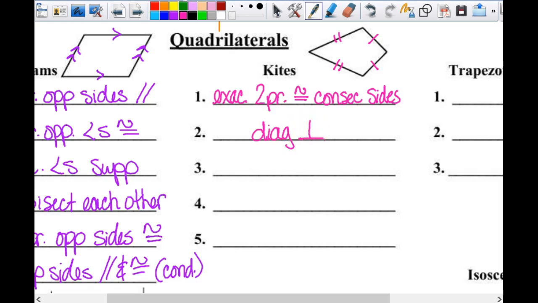What were you trying to get at, Ellie? Okay, good. So remember with a kite, is it possible for the diagonals to bisect each other? No, because if the diagonals bisect each other, that forces it to be a parallelogram. So you do get one diagonal that gets bisected, so we have to say that it's exactly one diagonal bisected.